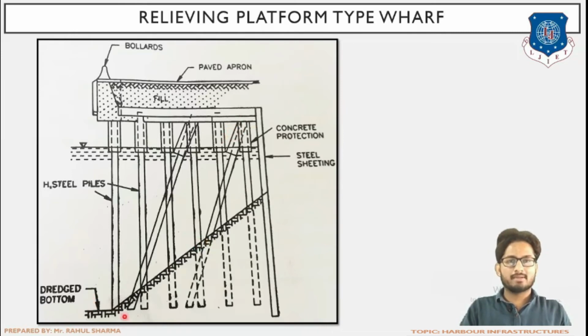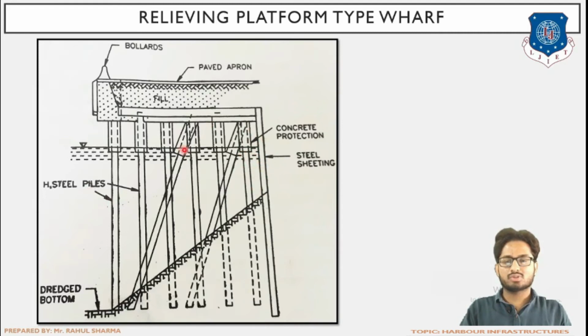If we go through the labels, again at the bottom is the dredged bottom, that is after conducting the dredging operation, the existing level of the sea bed. H-shaped steel piles are used here. So here in the first figure, timber was used, here the steel piles are used. So this is the H-shaped steel piles. Steel sheeting indicates basically sort of, we can say, a casing is done of the steel piles. So that sort of casing is the steel sheeting. Casing means sort of a covering.